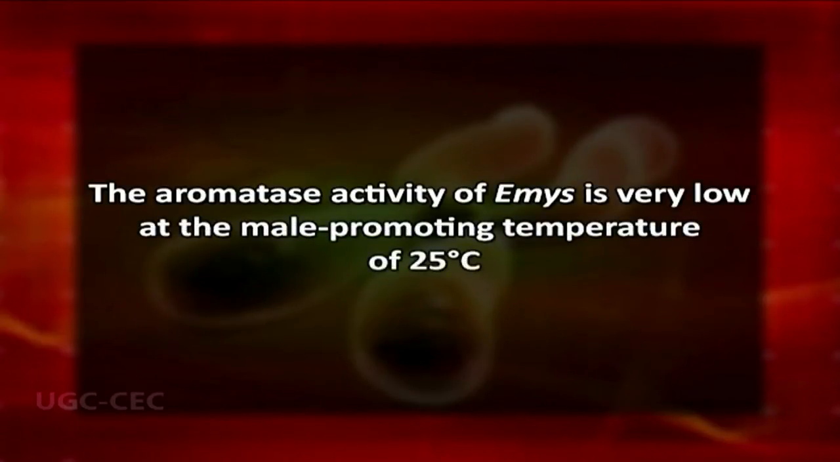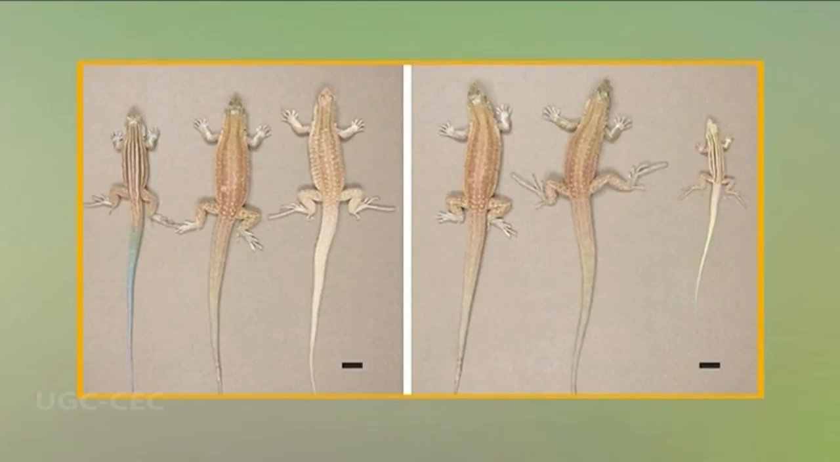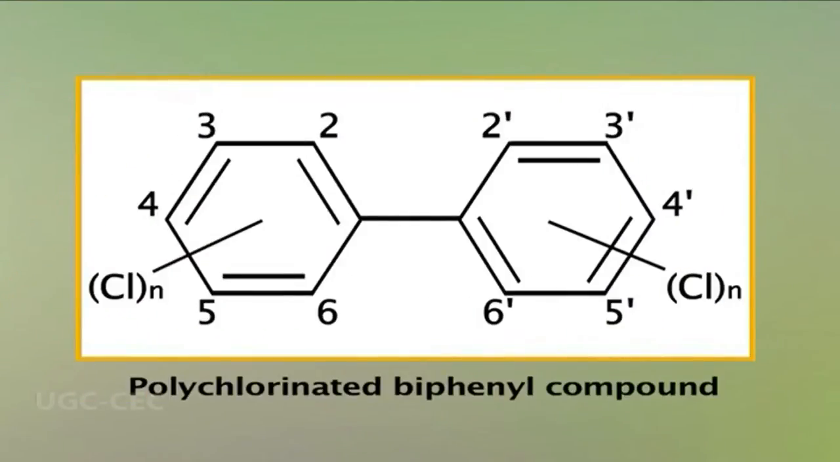The aromatase activity of Emys is very low at the male promoting temperature of 25 degrees Celsius. At the female promoting temperature of 30 degrees Celsius, aromatase activity increases dramatically during the critical period of sex determination. One remarkable finding is that the injection of an aromatase inhibitor into the eggs of all-female parthenogenetic species of lizards causes the formation of males. Recent studies have shown that polychlorinated biphenyl compounds, a class of widespread pollutants that can act like estrogens, are able to reverse the sex of turtles raised at male temperature. This knowledge may have important consequences in environmental conservation efforts to protect endangered turtle species.